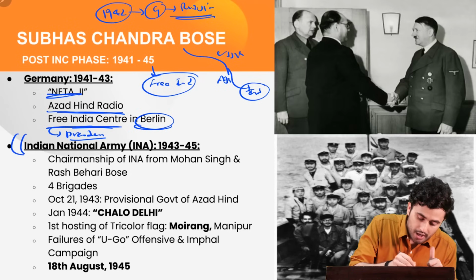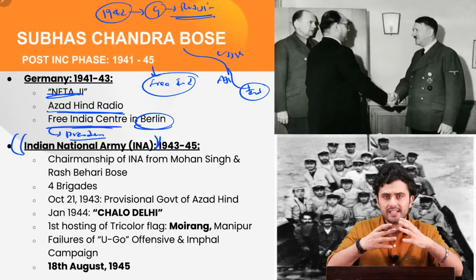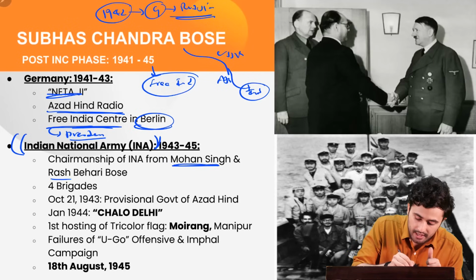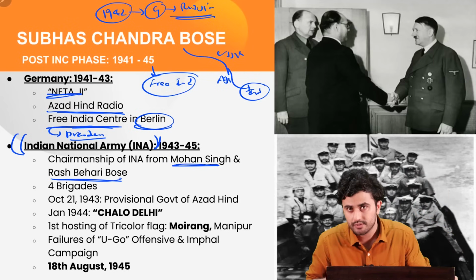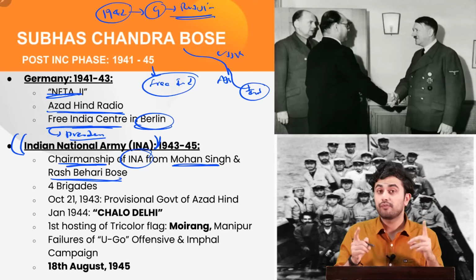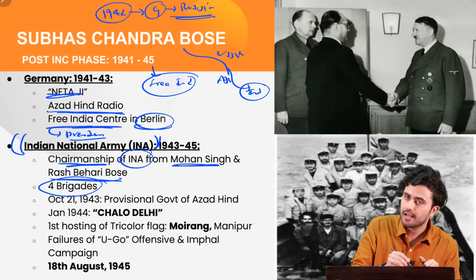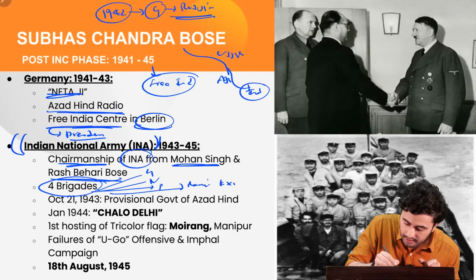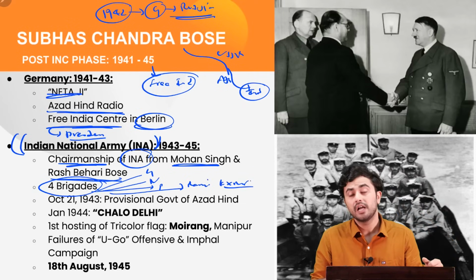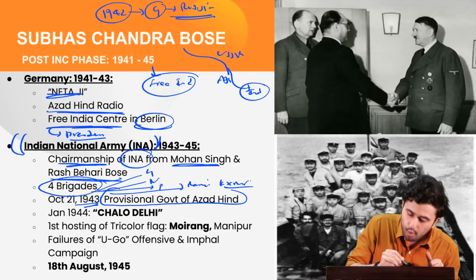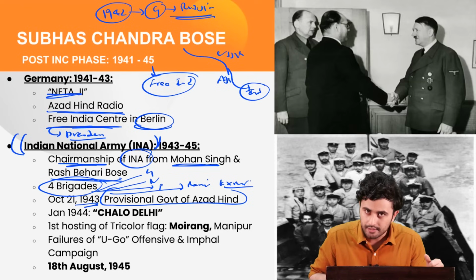Thus, he took charge of the Indian National Army, which comprised basically the Indian prisoners of war and was established by Mohan Singh and through the efforts of Raj Bihari Bose. Subhash Chandra Bose took the chairmanship of the INA and formed 4 brigades under the Indian National Army, named Gandhi Brigade, Nehru Brigade, Patel Brigade and Rani Lakshmi Bai Brigade. Then on October 21, 1943, he formed the Provisional Government of Azad Hind.